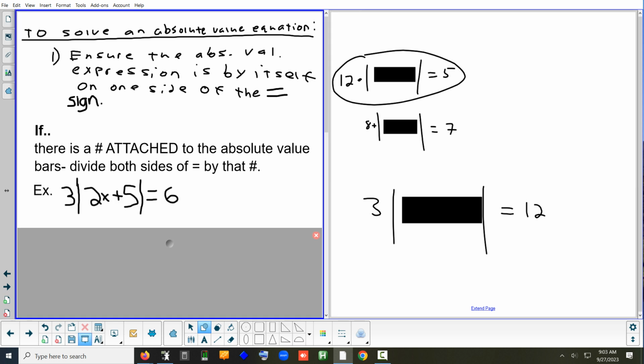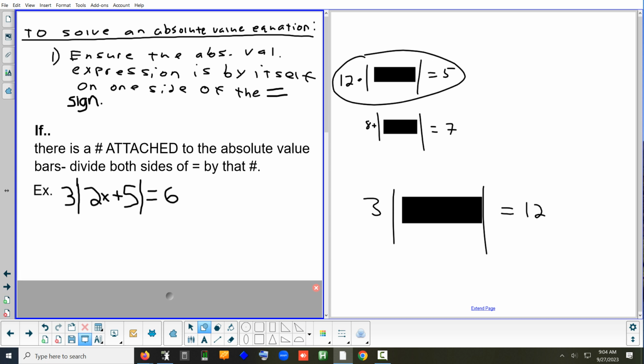Let's try that. This one's actually pretty similar. Let's try it with this one. Okay, we're not going to go through and solve the whole thing. All we're going to do is make sure we can get the absolute value by itself. Okay, that's always the first step. Okay, so let's look at this one. 3|2x + 5| = 6. Is that absolute value by itself? What do you think, Heather? No. What's next to it that makes it not by itself?